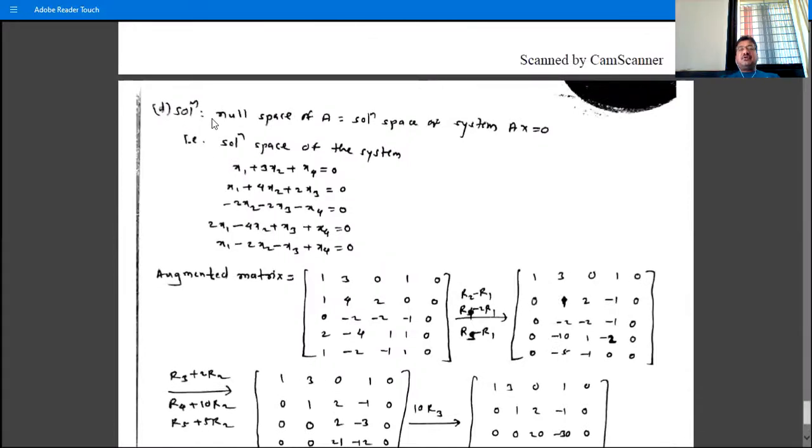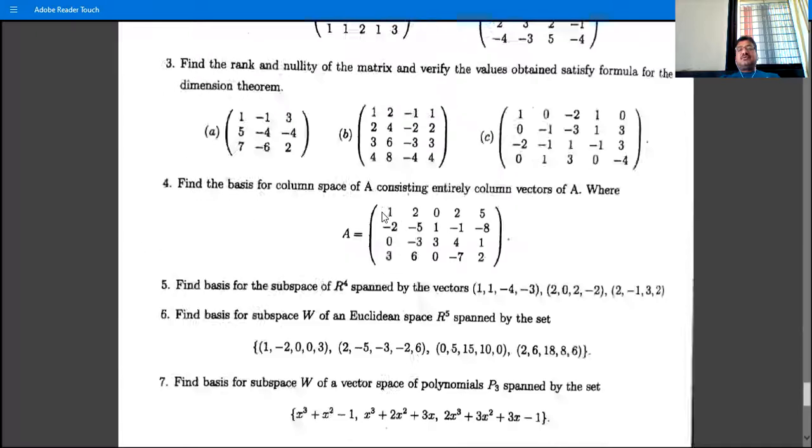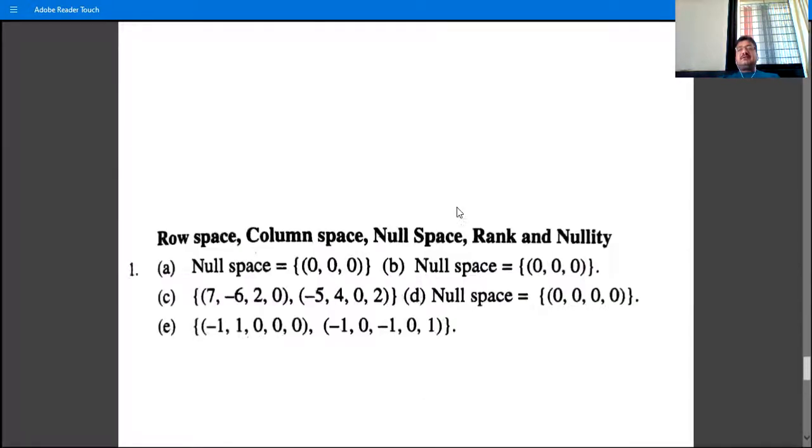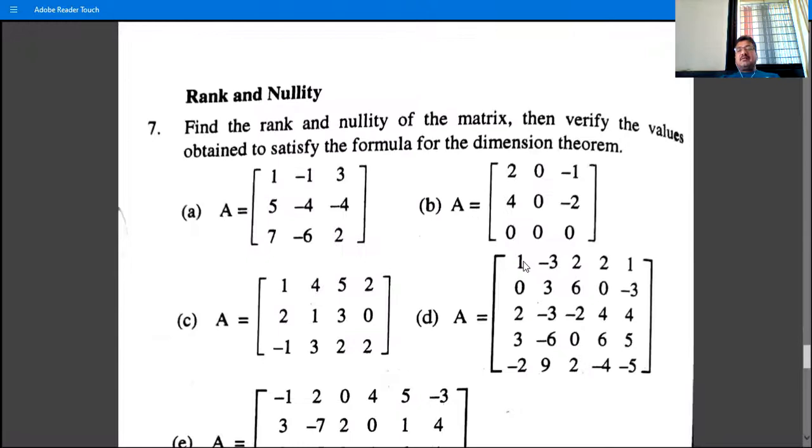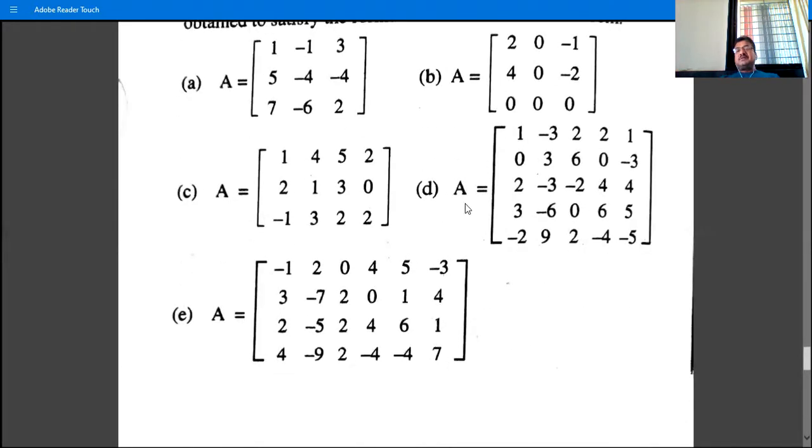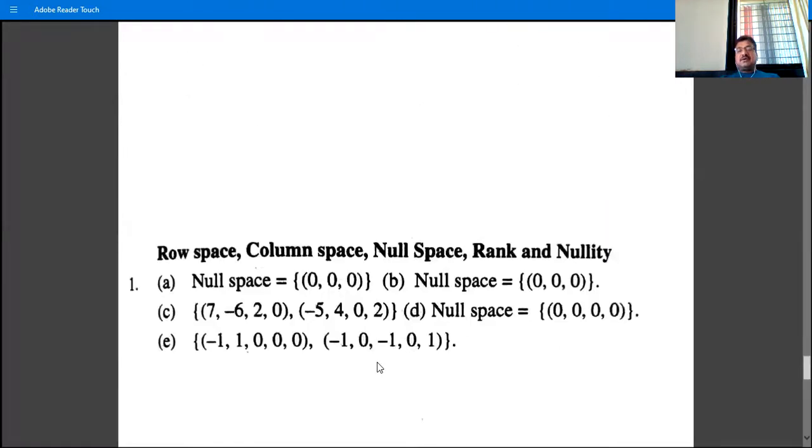So solution of that D: null space of A is equal to the solution space of the system. This is the matrix A: 1, minus 3, 2, 2, 1. So we have to find the basis for null space of this matrix A. So null space of A is equal to the solution space of the system Ax equals 0. And what is that system? x1 minus 3x2 plus 2x3 plus 2x4 plus x5 is equal to 0 is the first equation.